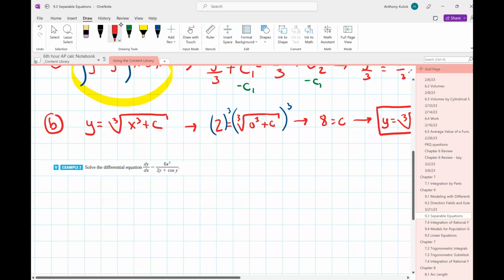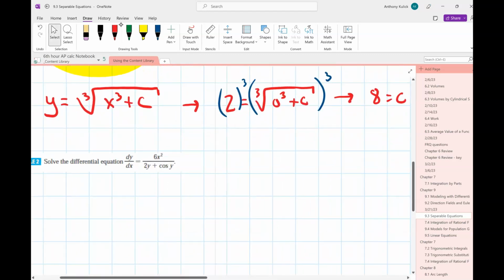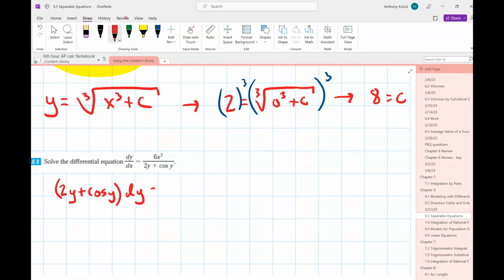So here we have dy/dx equals 6x squared over 2y plus cosine y. So again, I'm going to multiply both sides by the stuff with the y's, 2y plus cosine y. And then multiply both sides by dx.